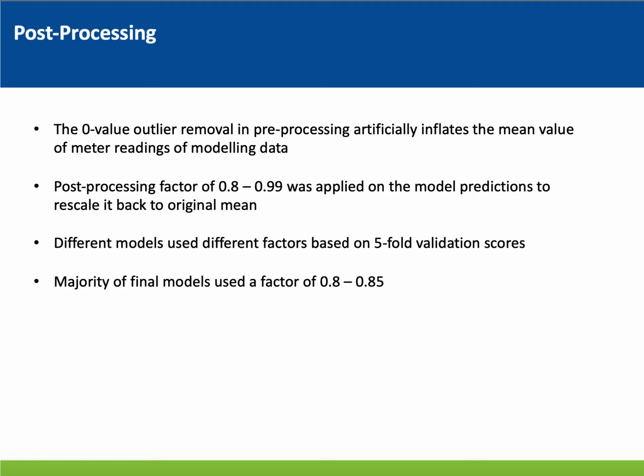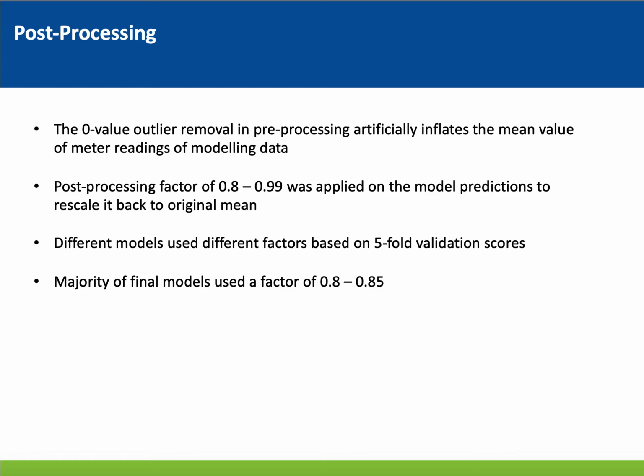Then came the post-processing bit. When we remove the zero value observations from our training dataset, we artificially increase the mean value of the meter readings. Because of this, the model's predictions are also artificially higher than what they should be. And hence, it became important to add a post-processing factor of less than 1 to the model's predictions to rescale it back to its original mean.